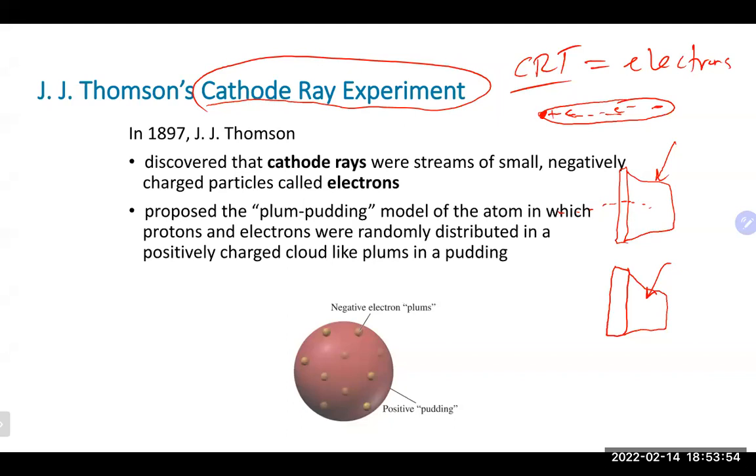So what Thomson did, he did a cathode ray experiment. He was able to figure out the charge to mass ratio of an electron. It was followed up by another guy, Millikan, who did what was referred to as the oil drop experiment.